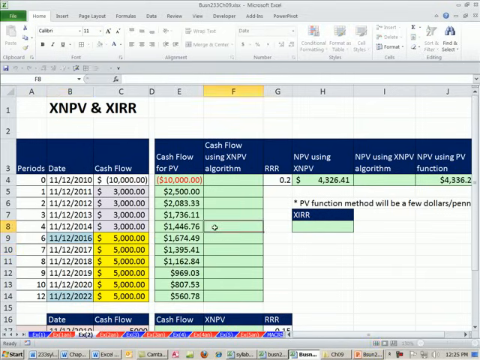Now, in order to see how the XNPV algorithm works, I'm going to start my formula right here. Now, we're going to do the longhand formula for discounting a future lump sum.